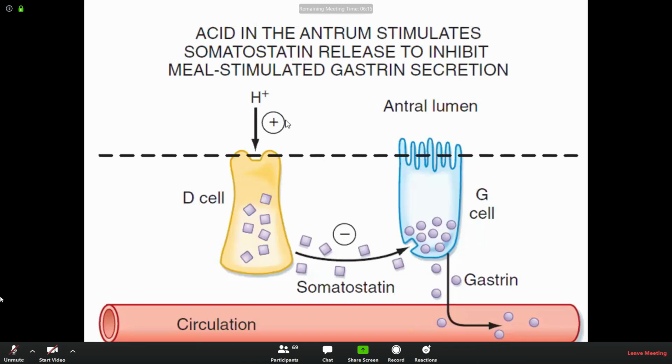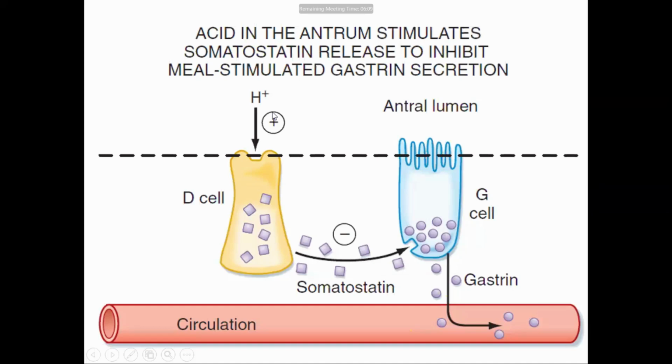So the next is the D cells, right? When hydrogen ion is in excess amount, then this hydrogen ion will activate the D cells. The D cells are the somatostatin cells, so when the D cell is activated, it will secrete somatostatin, which will inhibit the GS subunit. It will inhibit the adenylyl cyclase enzyme. So when adenylyl cyclase enzyme is inhibited, these cells will not be secreting gastrin into the circulation.